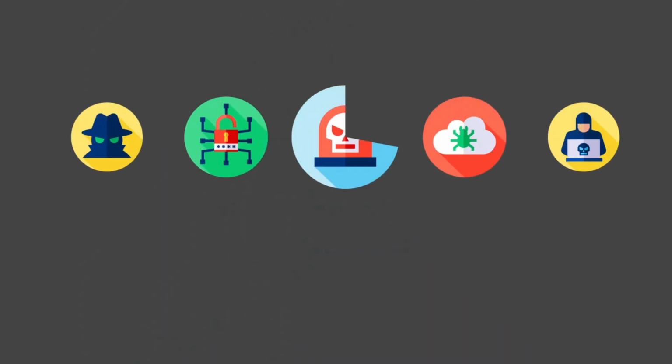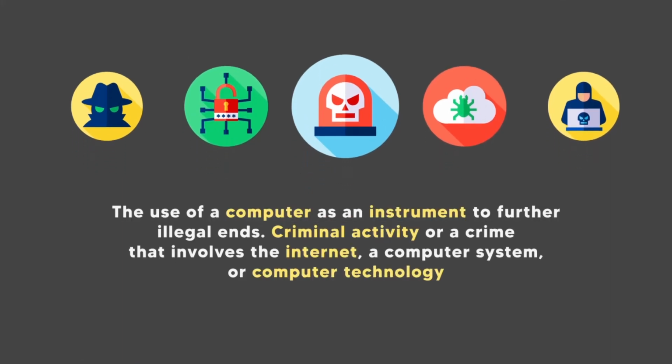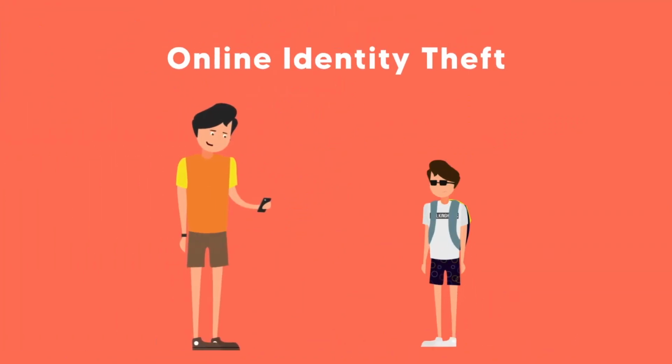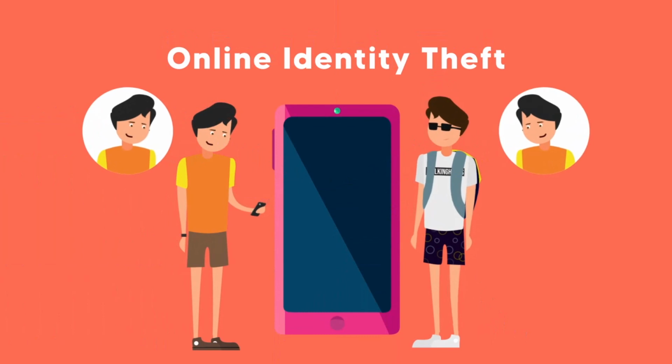The use of a computer as an instrument to further illegal ends. Criminal activity or a crime that involves the internet, a computer system, or computer technology. One example is online identity theft. It is using someone else's account to obtain money or credit.